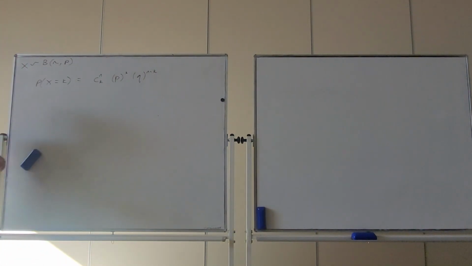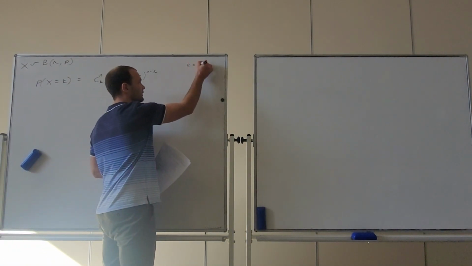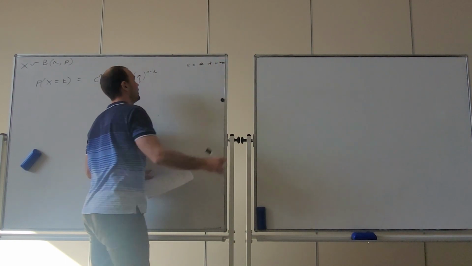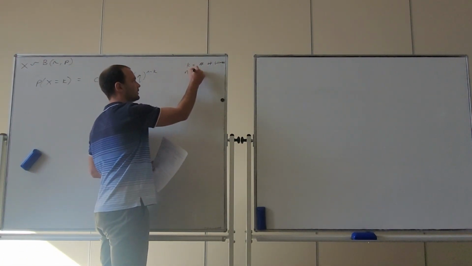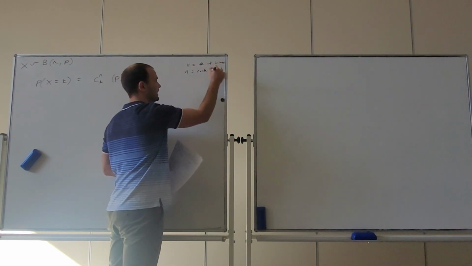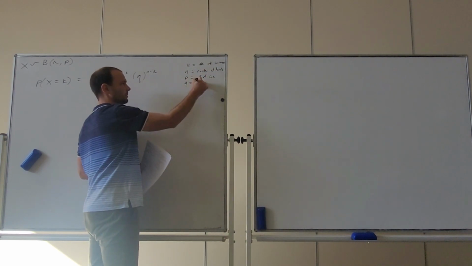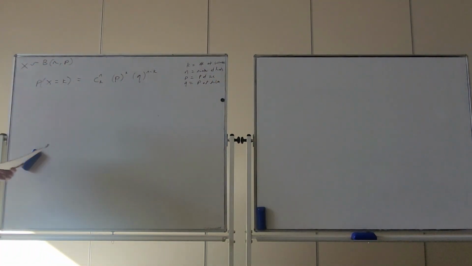So we have the probability that the random variable has k successes. K is the number of successes. N is the number of trials. P is the probability of success. And Q is the probability of failure. That's all the information we need, and we can substitute that in.